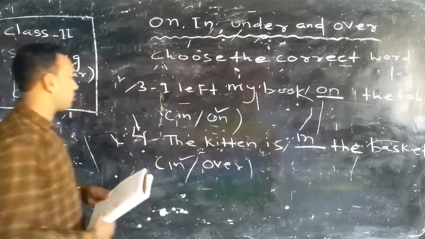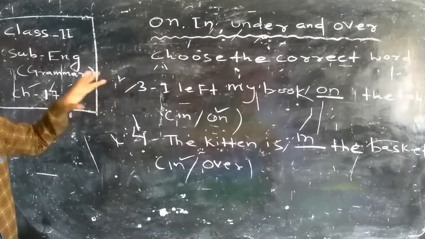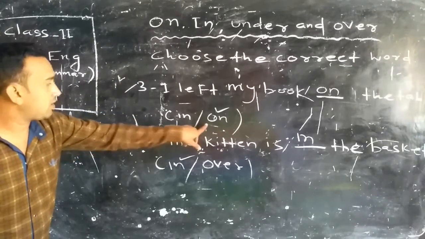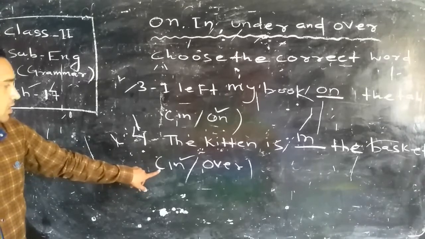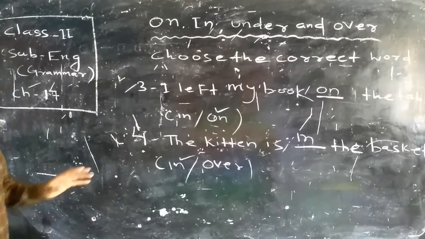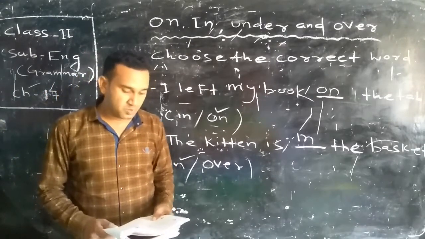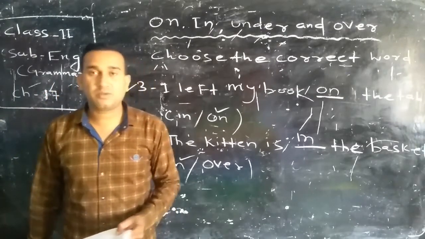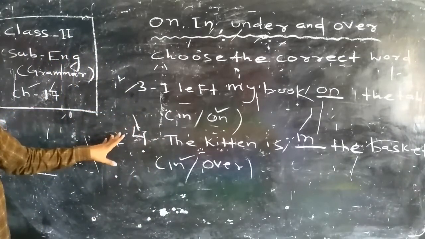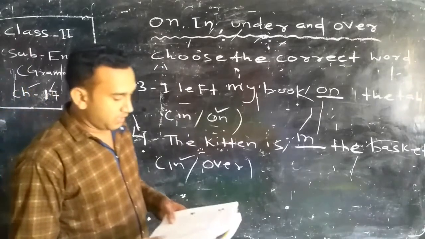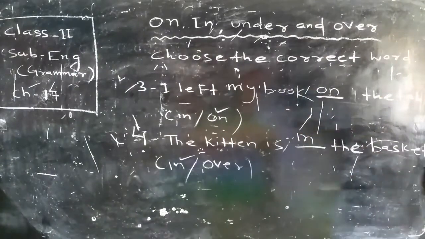Okay. So third number, let's see. Third number, I left my book on the table. Tick here. Then fourth number, the kitten is in the basket. Tick here also. So we have to do 1, 2, 3 and 4. The rest you have to do yourself. It's very easy. First you understand the sentence, then you can easily do all the numbers. Let's see the blackboard properly.